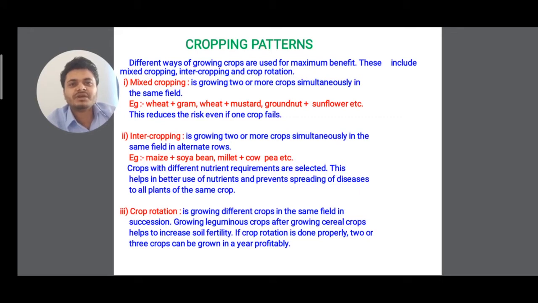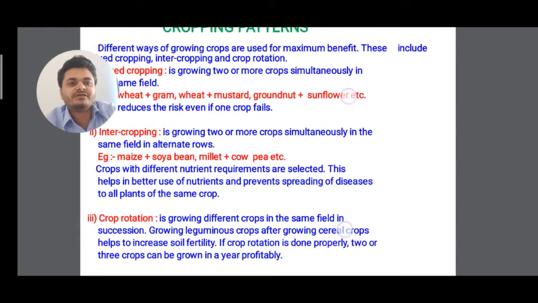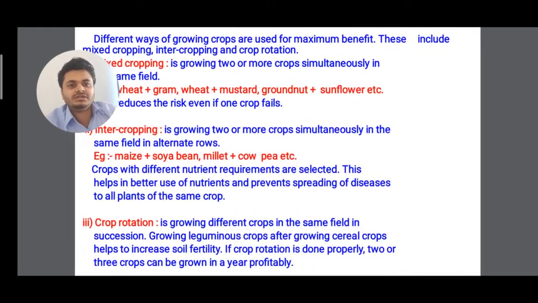Next is intercropping. What is intercropping? It is growing two or more crops simultaneously in the same field in alternate rows. Here the rows are specified. For example, maize and soybean, then millets and cowpea. Clear? Here crops with different nutrient requirements are selected. This helps in better use of minerals and prevents the spread of diseases to all the plants of the same crop.